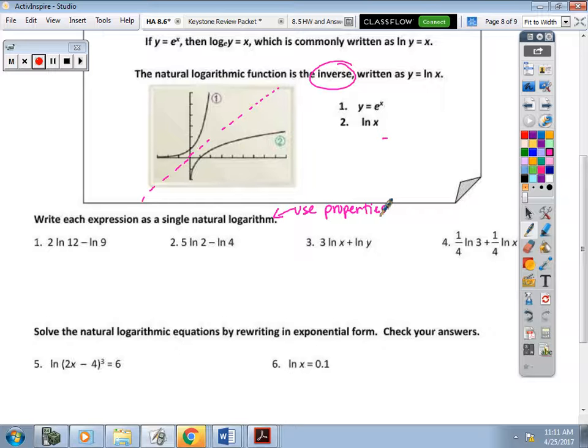Emily? Put 2 as an exponent and 12. Good. Move 2 back to a power of 12. So that would be the natural log of 144 minus the natural log of 9. That's using our power property. And then what would I do? Divide them. Good. I see subtraction of 2 logs. The quotient property says that I can divide those. And I should just get the natural log of 16.